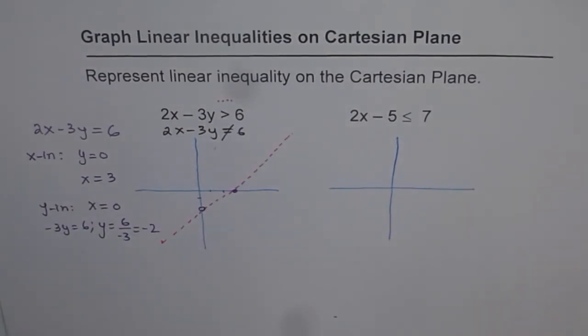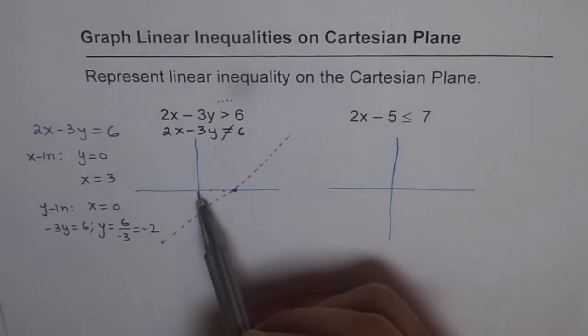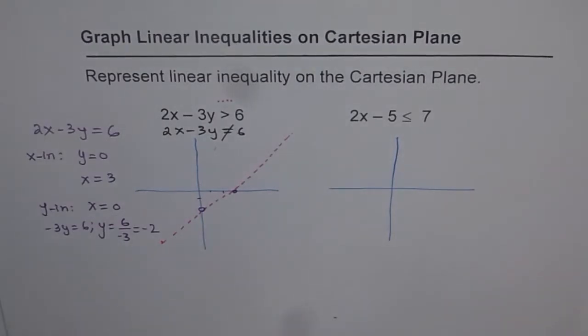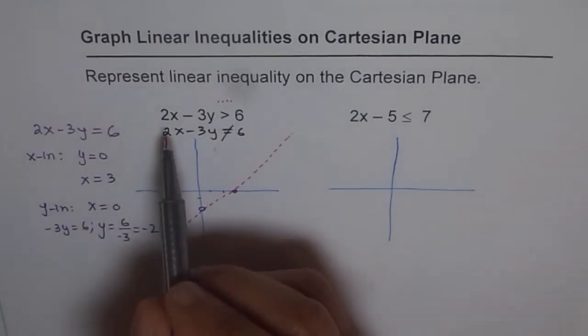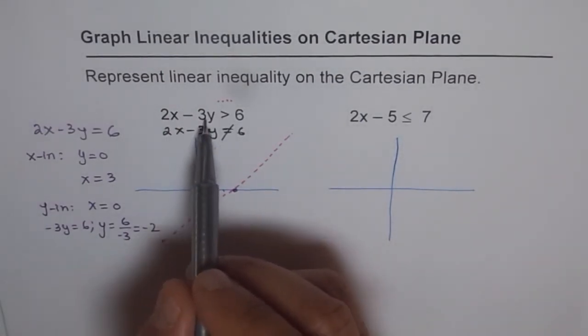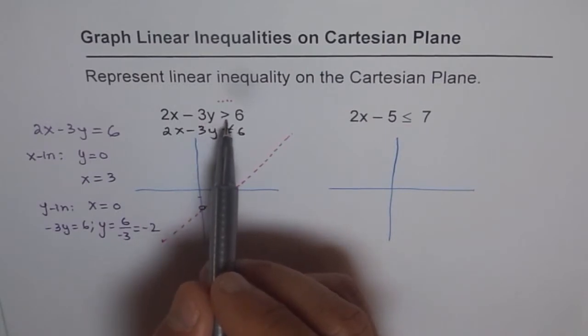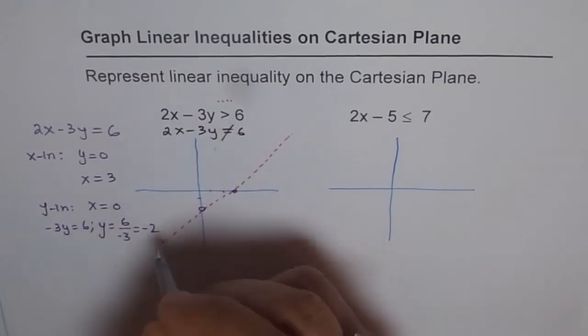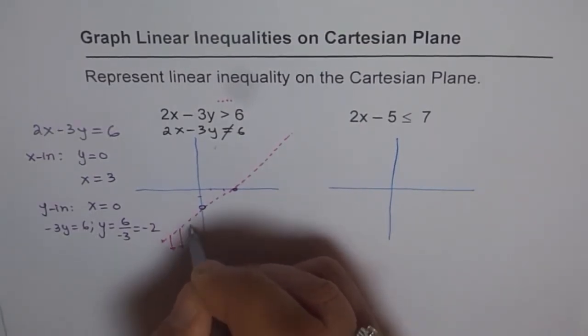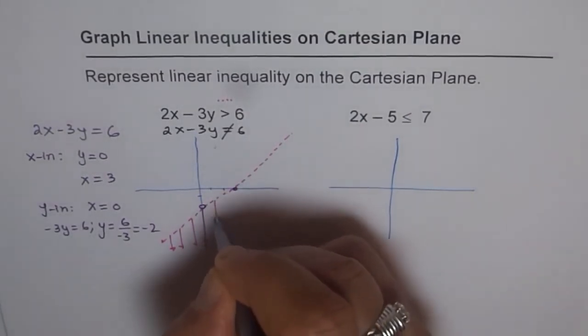Now the second part of this is which side to shade. It is either the one which has the origin or the one which is away from the origin. So that is how you can see it. Now to shade it, we need to just plug in 0 here and check. If I write 0 here, what do I get? 0 minus 0, which is 0. And is 0 greater than 6? No, that's not. So we've got to shade it on the other side, right? So we just shade it on this side and we get our solution, right?